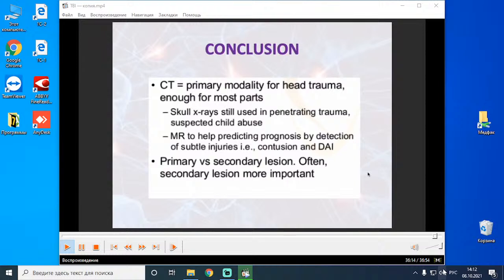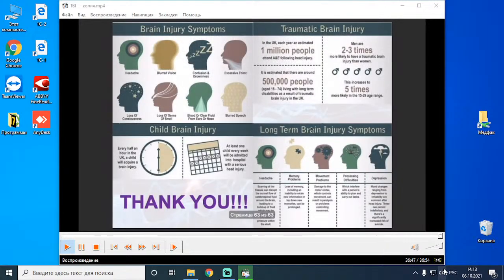Conclusion. Computer tomography, or CT, is the primary modality for head trauma, enough for most parts. Skull X-ray is still used in penetrating trauma and suspected child abuse. MRI helps predict prognosis by detecting subtle injuries, such as contusion and diffuse axonal injury, primary versus secondary lesion; often the secondary lesion is more important. So, thank you for your attention.